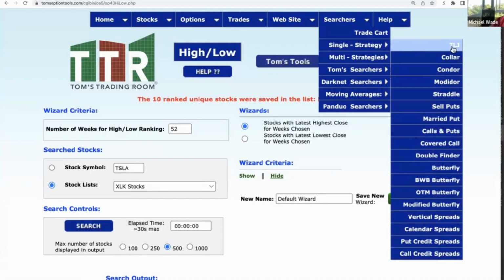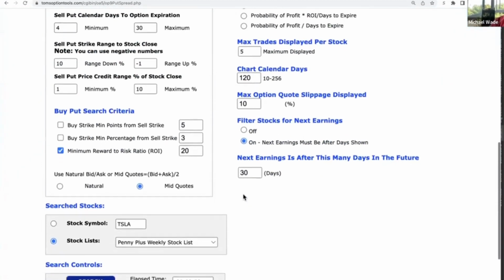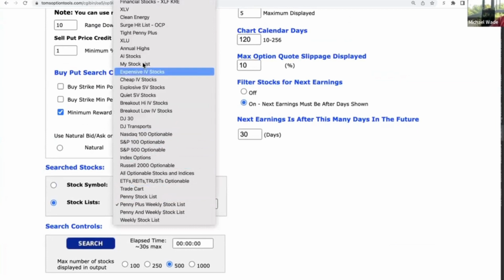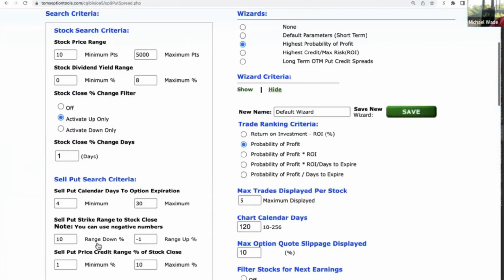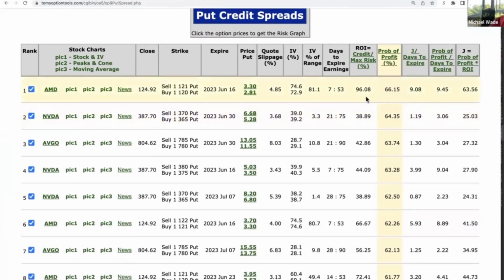Go to searcher, single strategy, put credit spreads, highest probability of profit, and then select my stock list here. Let's let the scanner do all the work. We don't have to go stock by stock. And then we can see what's on the top of the list. Advanced Micro Devices. Good God.